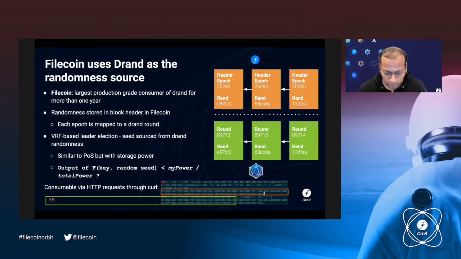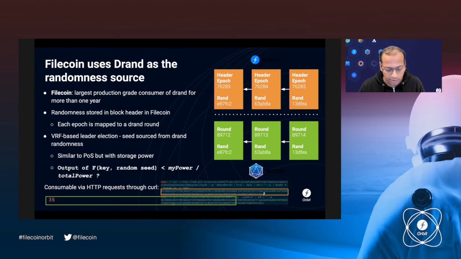We can talk about how Filecoin actually uses DRAND as the source of randomness. The Filecoin blockchain has tip sets, and for each tip set we have random values associated with each of the Filecoin headers. Each of the randomness values in the Filecoin headers is sourced from and corresponds to a 30-second epoch of DRAND. When DRAND emits that final signature, it's consumed by Filecoin to create its blocks, and it's mapped to a DRAND round. So each epoch in Filecoin is mapped to a DRAND round.